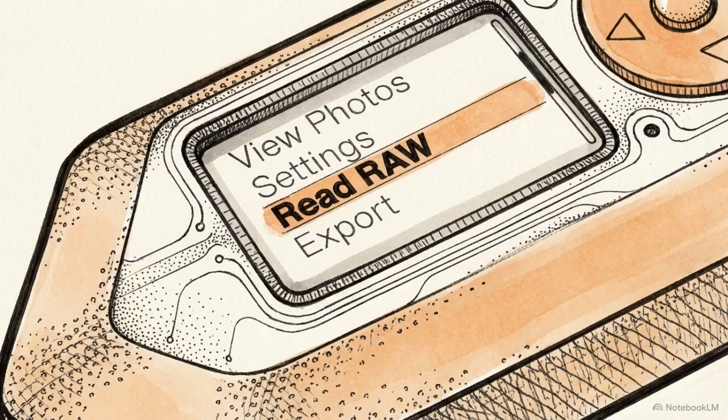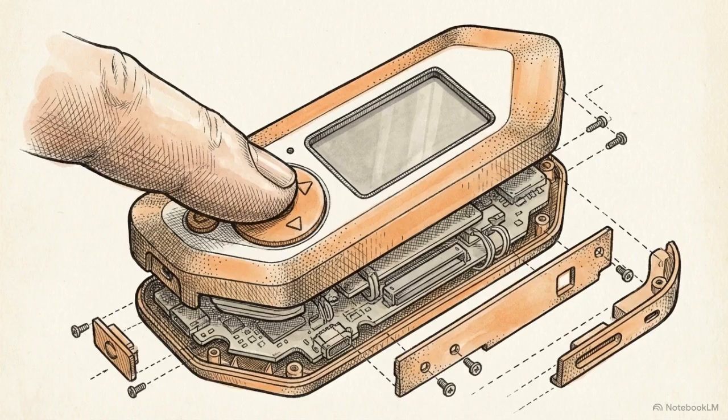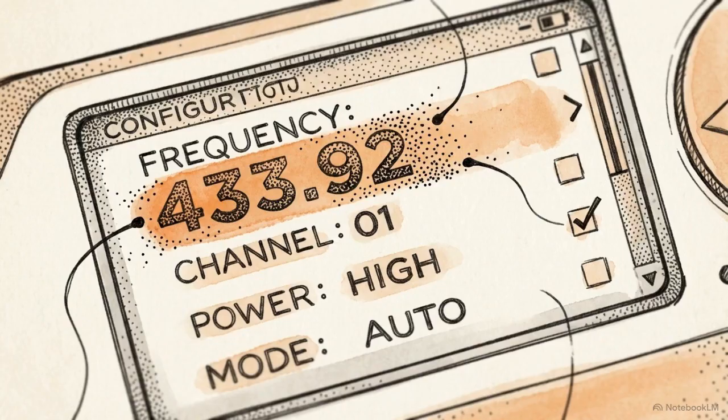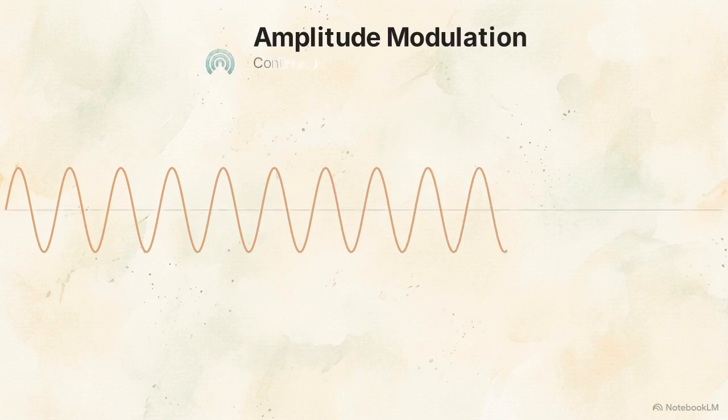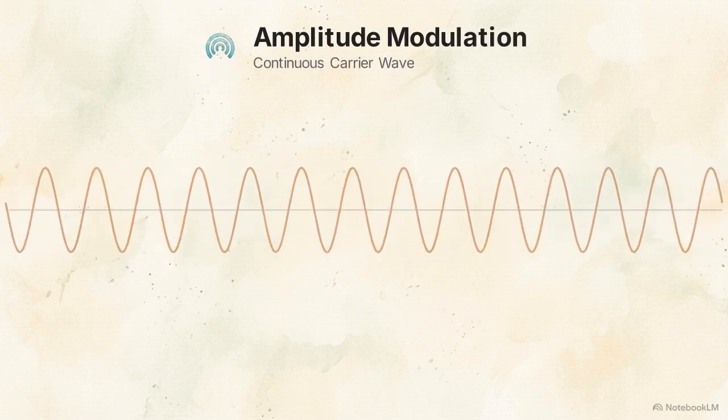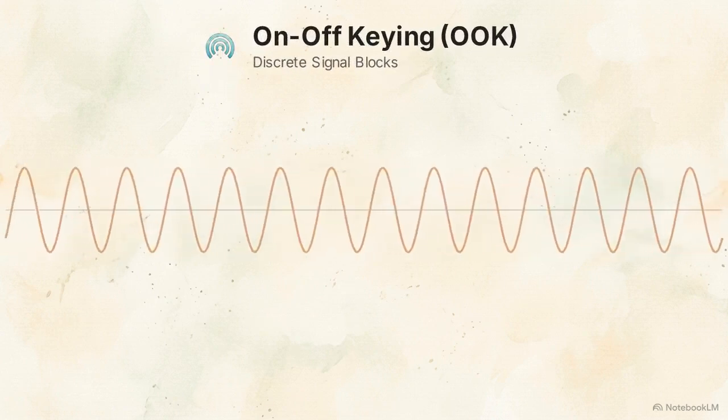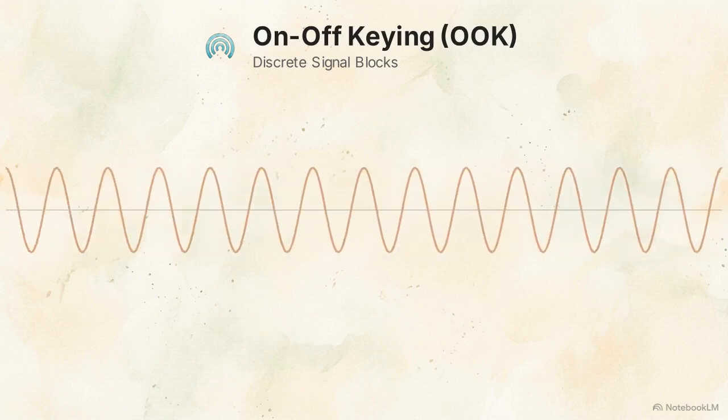Back out to the main sub-GHz menu and launch the Read Raw application. Press the left button to access the configuration settings and manually adjust the frequency to match the exact megahertz value you just found. Next, set the modulation parameter to AM650. Most basic household remotes rely on amplitude modulation to communicate. Specifically, they use a method called on-off keying, or OOK.